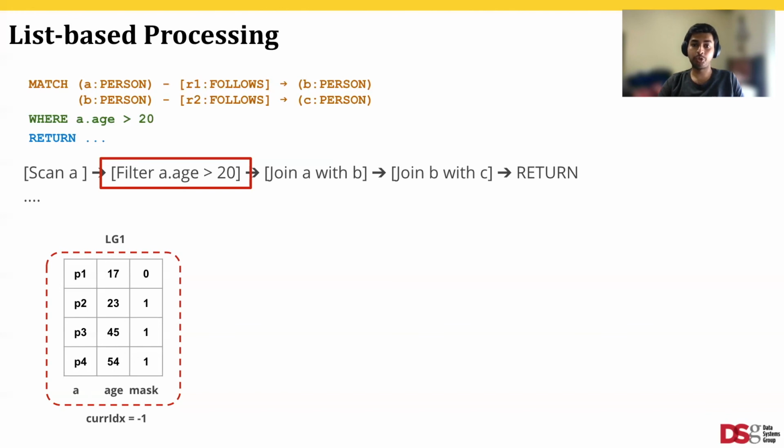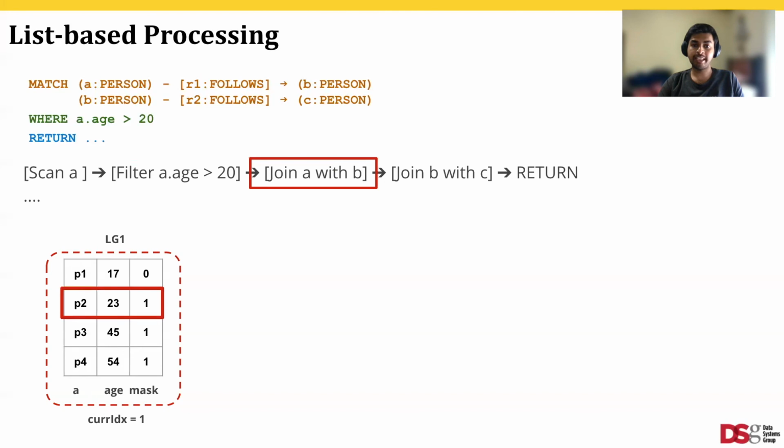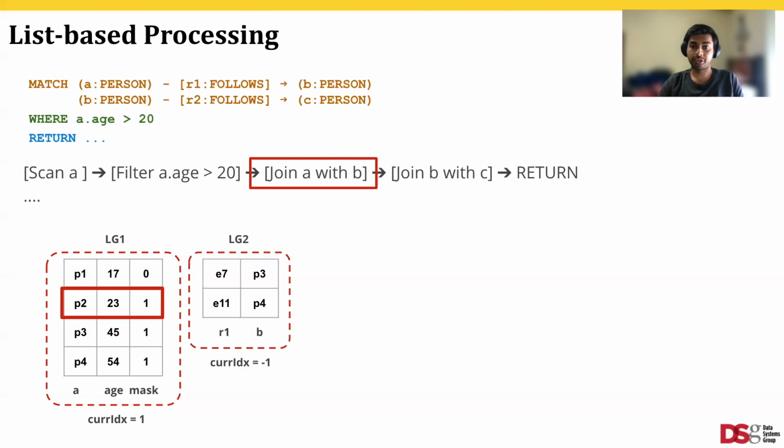We then move to join, which in the list-based processor does two things. One, it flattens LG1 by setting the current index to 1, since the 0th location is already filtered out. Now, LG1 is interpreted as a single tuple. And second, join creates a new list group called LG2 and reads the adjacency list of P2 into R1 and B.